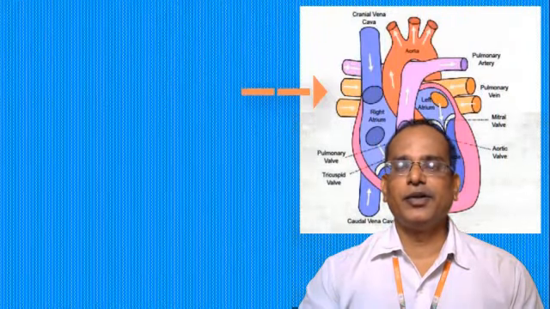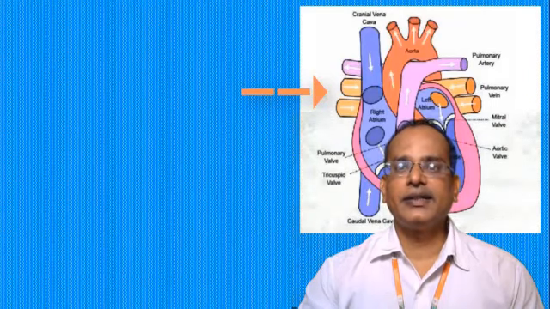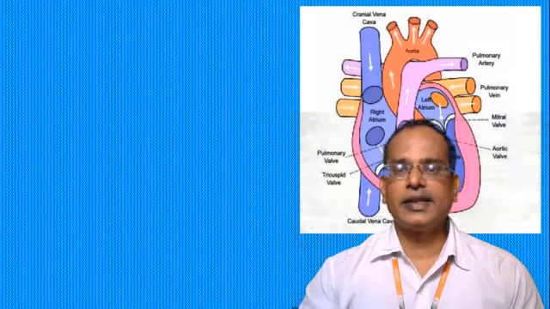So this is our beautiful heart we are seeing here. Here we have the vena cava. On this side is the pulmonary valve, and here is the tricuspid valve. This one is the right atrium. Here is the right ventricle.